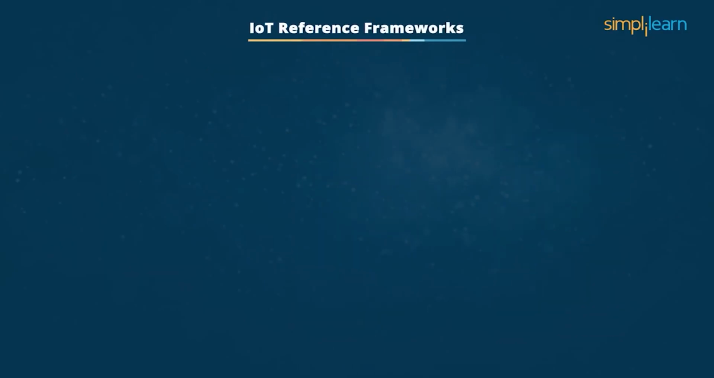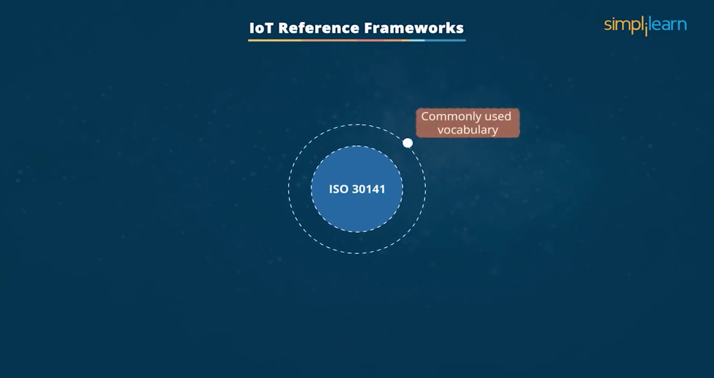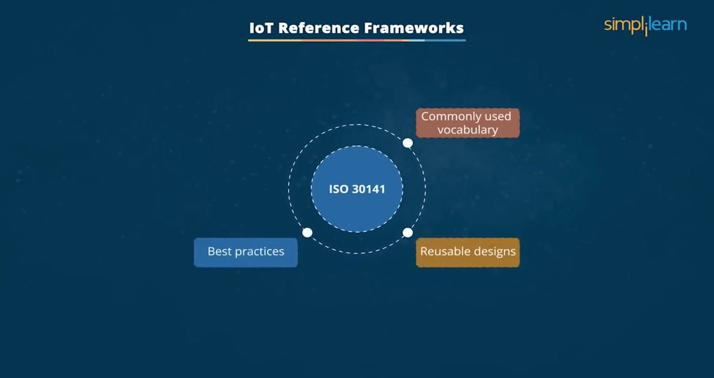IoT reference frameworks. There are a lot of frameworks for IoT setup, but the most common is the ISO 30141, and it provides commonly used vocabulary, reusable designs, and best practices for any developer to design an application. It also has many secure application standards that derive the maximum benefit for the organization and reduce the risks.